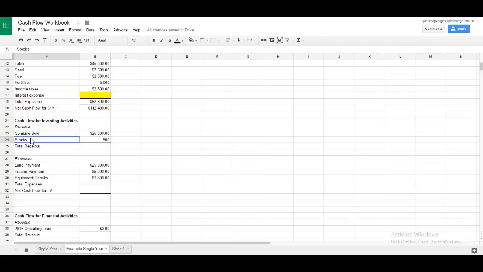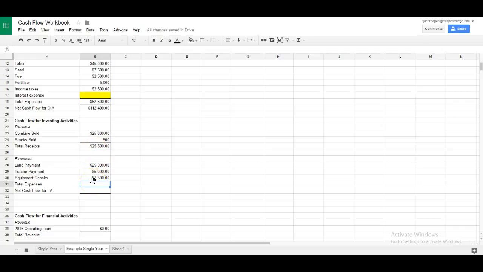So what about stocks, the sale of stocks? Sorry, I should be saying stocks sold. So say you sell a combine for $25,000 and then you sell stocks for say $500. Well, that's revenue coming in. Those are receipts that are coming in off the sale of assets. So what we're going to do is come down here and add up the total amount of assets, which is equal to this number plus this number. So we have a total amount of receipts from investing activities.